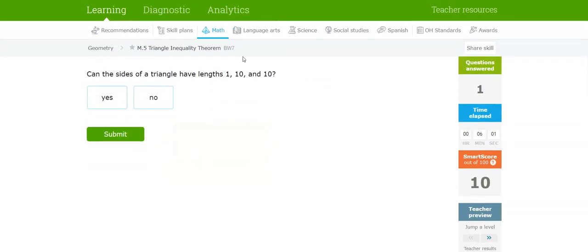Okay, here let's just do this one. 1 plus 10 is 11, and 11 is bigger than 10. Notice 10 is the largest for both of them, so I'm just going to pick one of them and add it to the other smallest one.